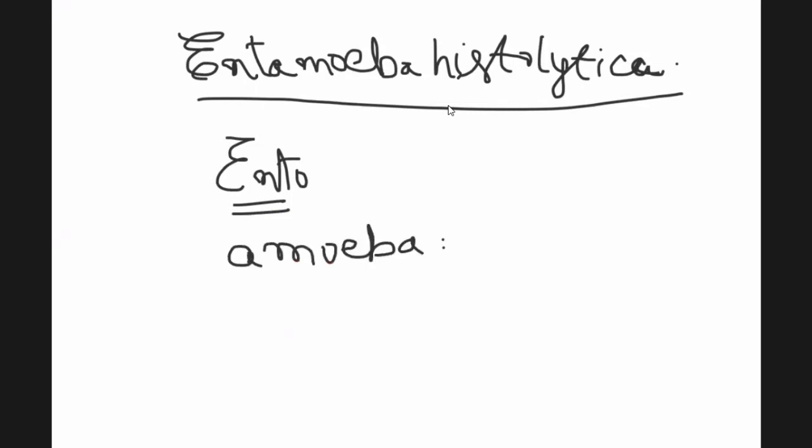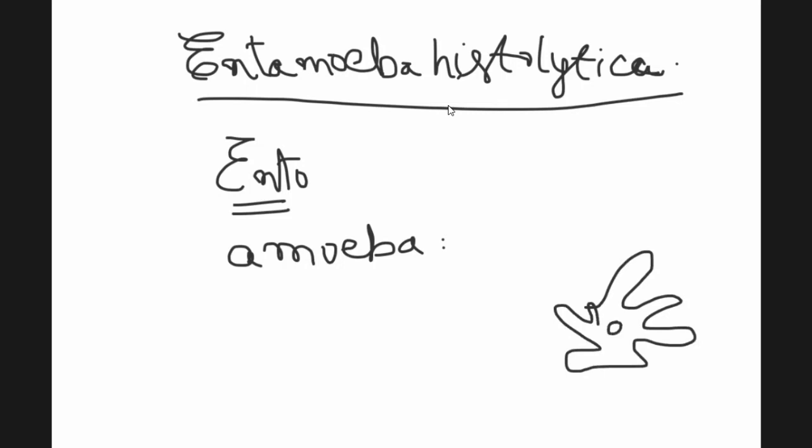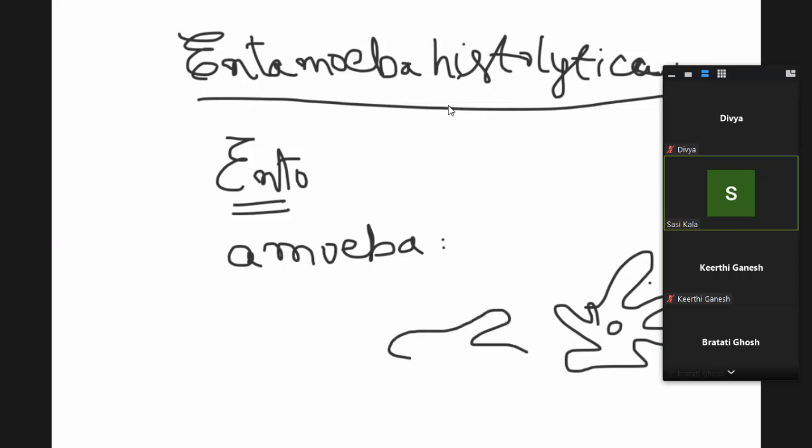If you just say amoeba, it is a harmless free living animal in fresh water. It produces pseudopodia and it frequently changes the shape. Now it may be looking like this. After some time, it may be looking like this. Okay?